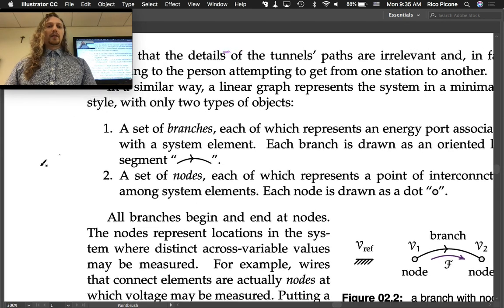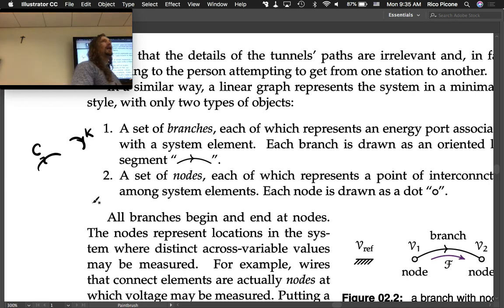So we can just draw lines with arrows on them, and they'll represent different elements. For instance, one could be a capacitor element. Another one might be a spring element. So the line actually represents an element here.